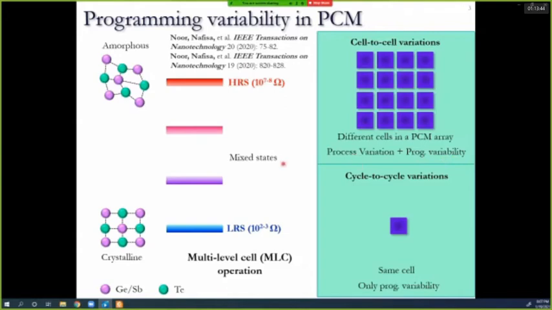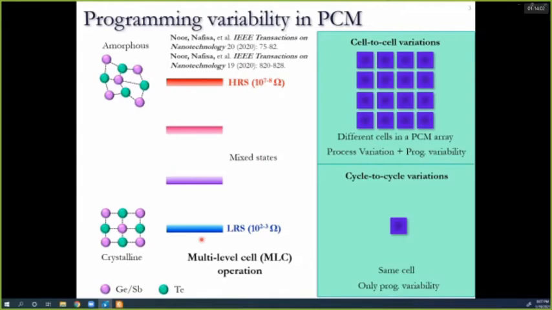So when we melt a cell and amorphize, this melting and quenching process itself has some variations inherent to it. Similarly, when we crystallize a cell from HRS to LRS, this crystallization includes the nucleation of small crystalline islands and their growth.